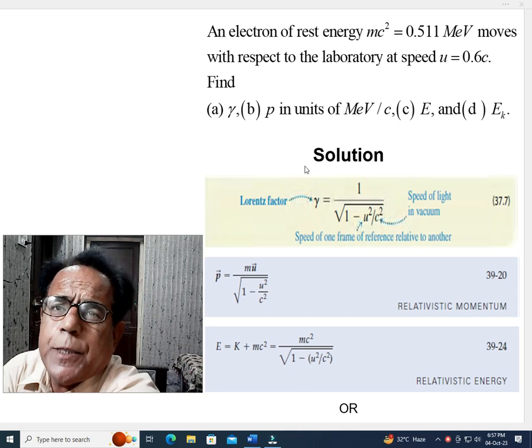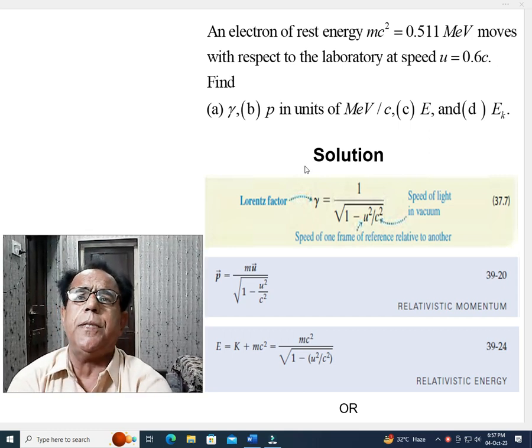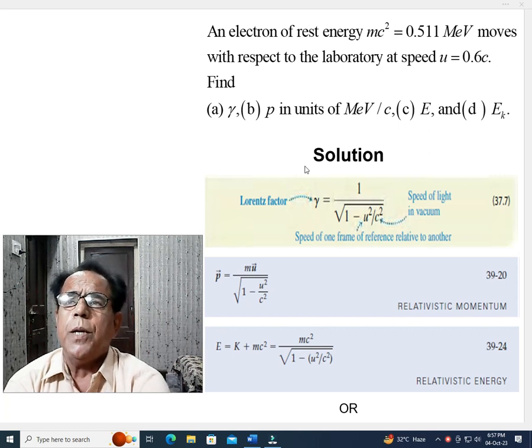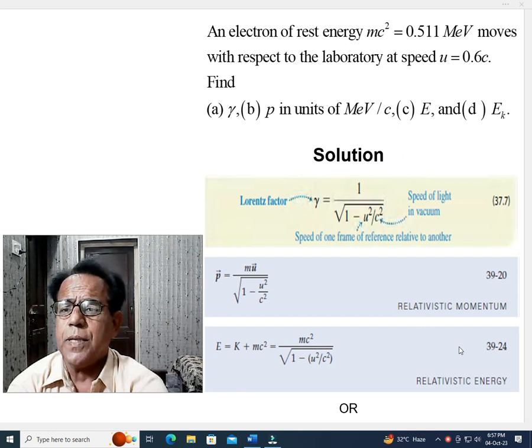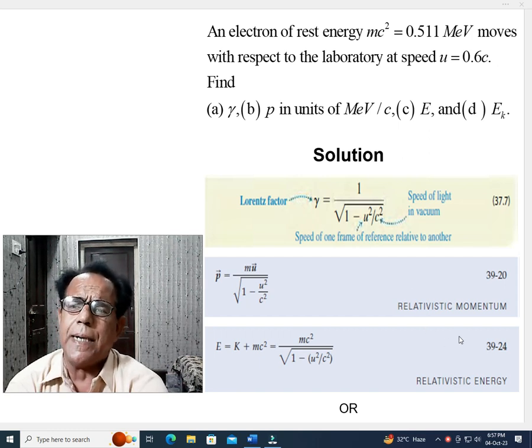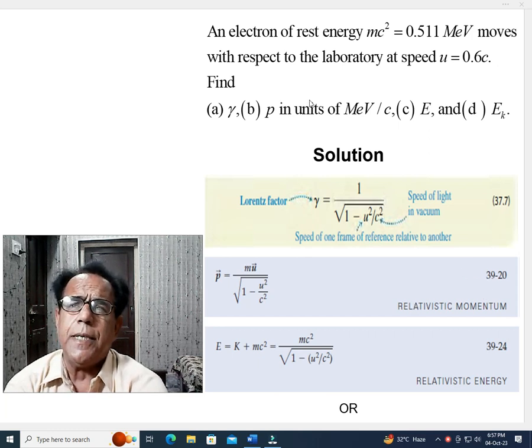This is our next problem, having been chosen from the same book, that is Modern Physics by Paul A. Tipler and another author, perhaps Llewellyn. Anyhow, Paul A. Tipler is enough. Okay. As usual, first we come to its statement.